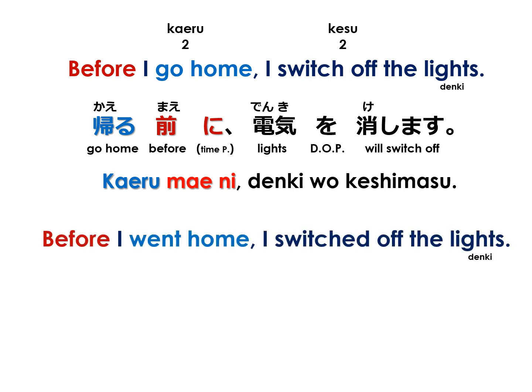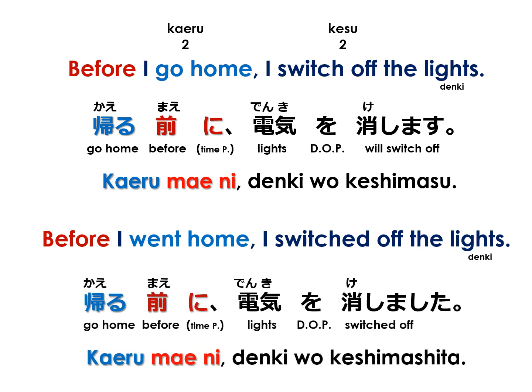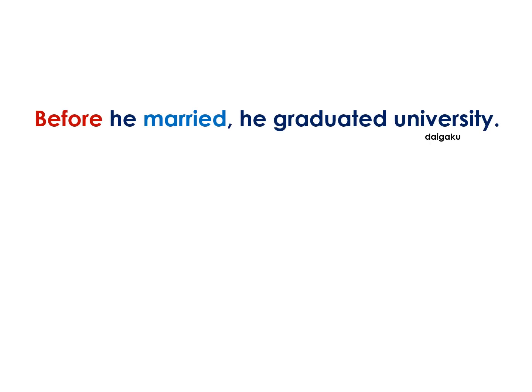And the past tense, before I went home, I switched off the lights. Kaeru mae ni denki o keshimashita. Again, note that in the Japanese sentence, the tense of the verb in the subordinate clause does not have to match the tense of the verb in the main clause, and that we always use the dictionary form of the verb to express before, kaeru mae ni. The tense of the whole sentence is decided by the tense of the verb in the main clause, keshimashita, which is past. More examples, this time using a third-person subject.